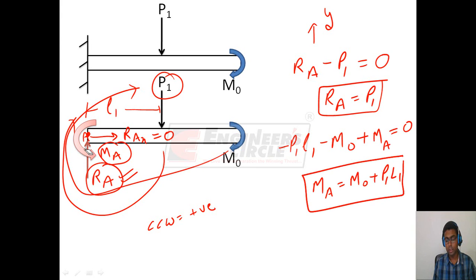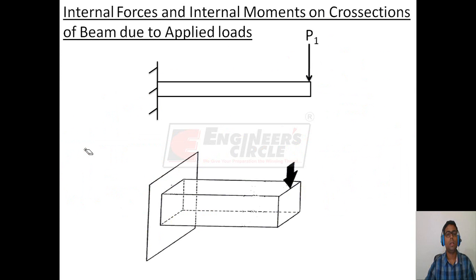So we have found the reactions given by this fixed support on the beam, that is RA and MA, by force balance and moment balance. Now let us see what are the effects of these loads on the beam, that is what are the internal forces and internal moments on the cross sections of beam due to applied loads. Consider this cantilever beam on which a load P1 is acting.